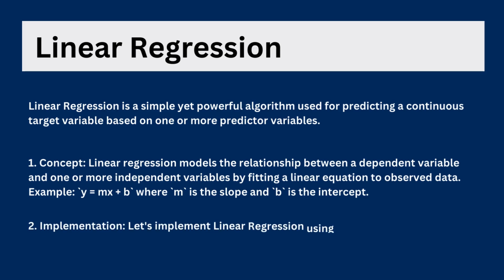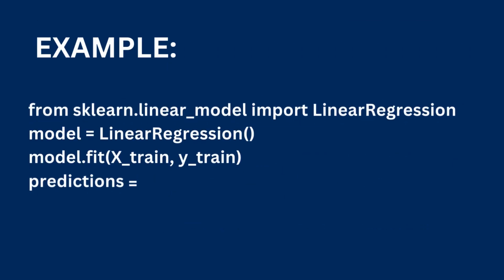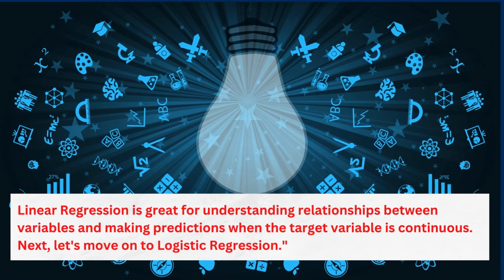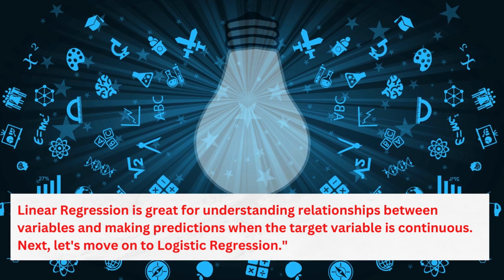2. Implementation: let's implement linear regression using Python's scikit-learn library. Example: from sklearn.linear_model import LinearRegression. model = LinearRegression(). model.fit(X_train, y_train). predictions = model.predict(X_test). Linear regression is great for understanding relationships between variables and making predictions when the target variable is continuous.